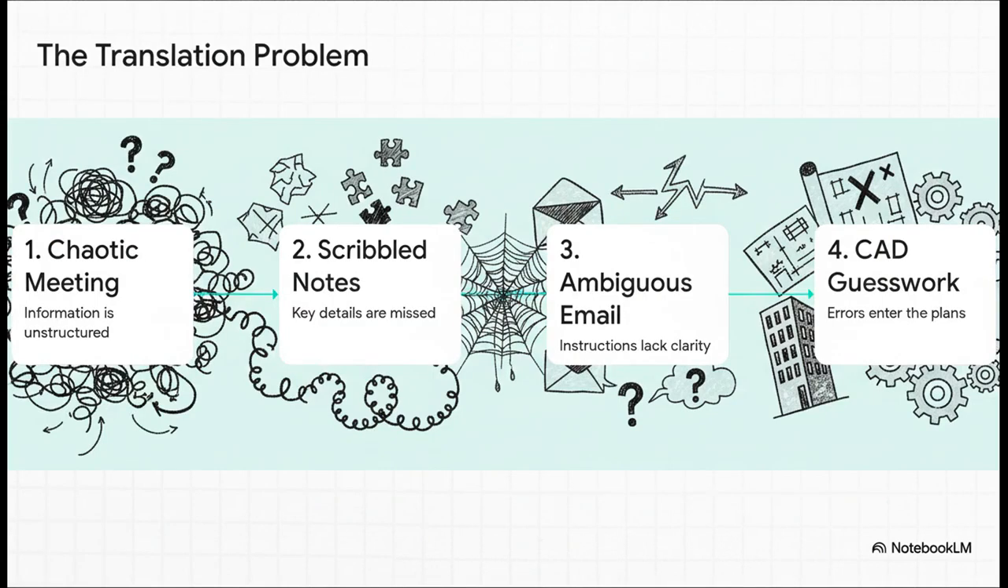And this right here, this is the core issue. It's basically a broken game of telephone. You start with the chaos of the meeting, right? That gets translated into some messy, scribbled notes. Those notes then become a really ambiguous email that gets sent to the CAD drafter, who is then left to just guess what was actually meant. And this is the key takeaway. The most expensive mistakes, they're not happening in the design software. They're made right here in this fuzzy, error-prone translation.